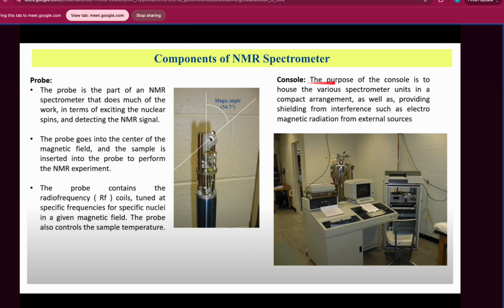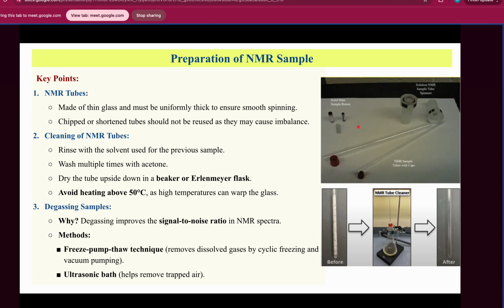Then comes the console. The purpose of the console is to house the various spectrometer units in a compact arrangement, as well as providing shielding from interference such as electromagnetic radiation from external sources, because we have seen that visible light and UV light also come under the electromagnetic spectrum. So in this console, we are trying to protect our sample. This is such a compact unit which does not allow interference from other radiations coming from external sources. So this is the purpose of the console.